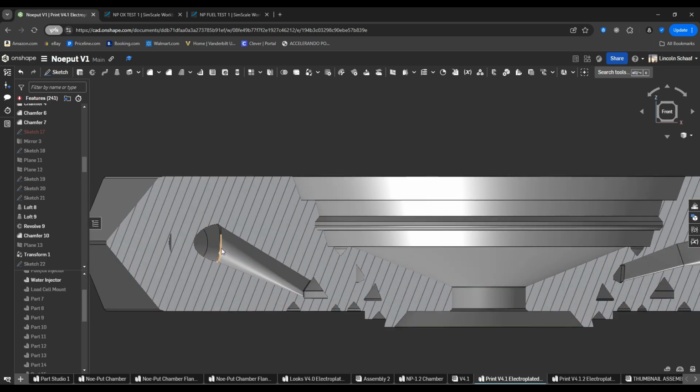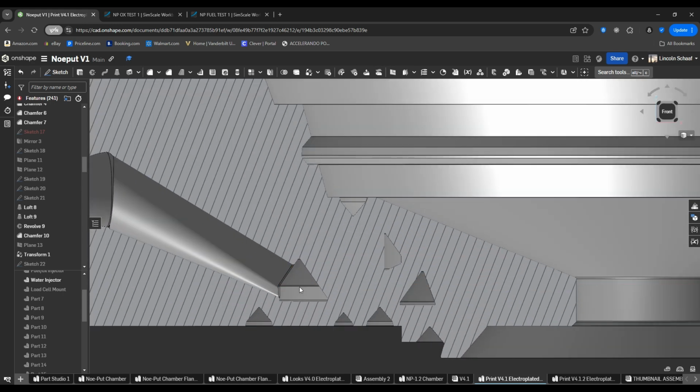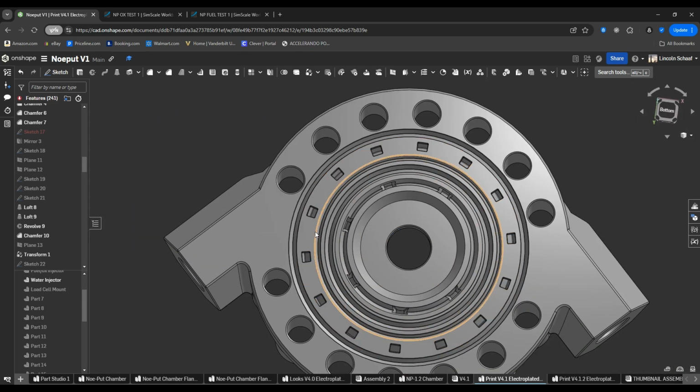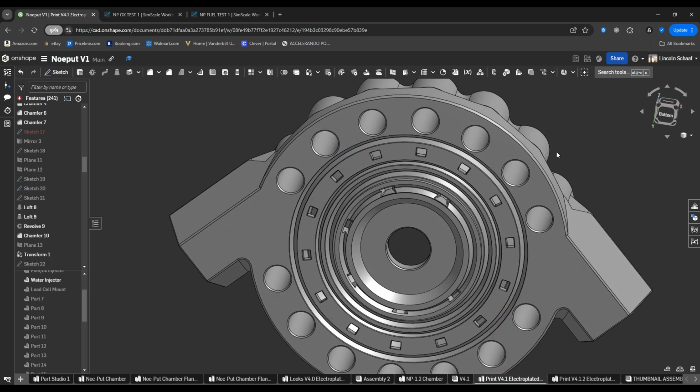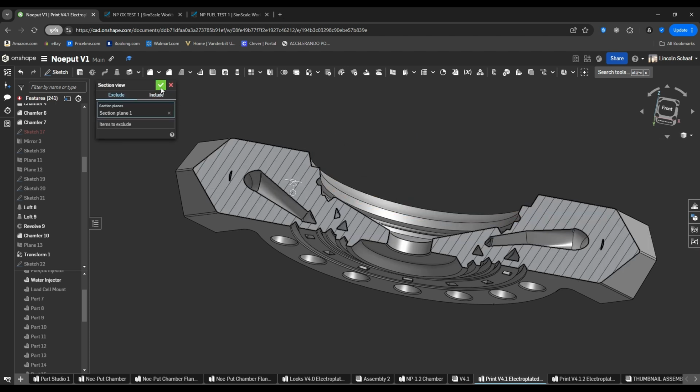On the left hand side, the water enters and goes into this channel here, exiting through the bottom through these 14 holes. These 14 holes correspond directly with the combustion chamber holes, flowing right into the regenerative cooling of the combustion, which is explained in the previous video.